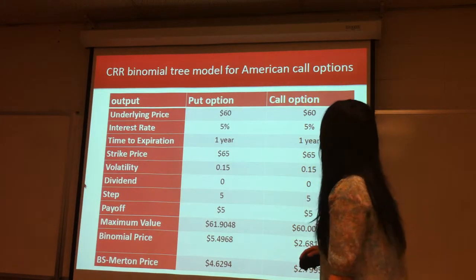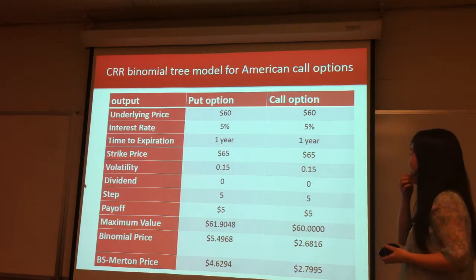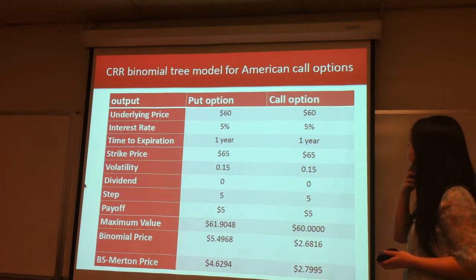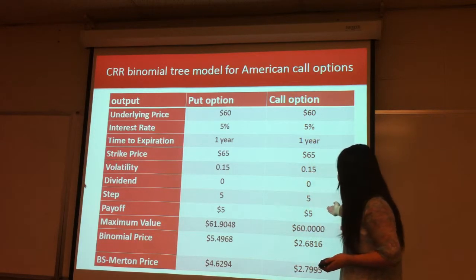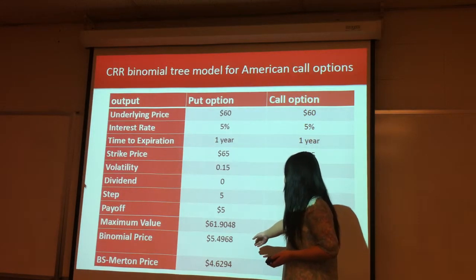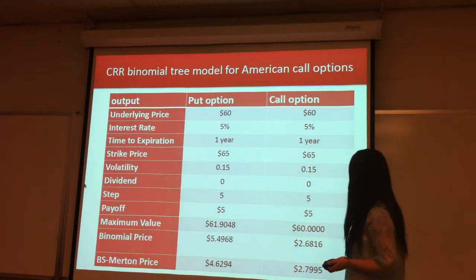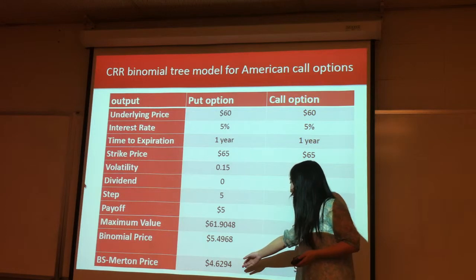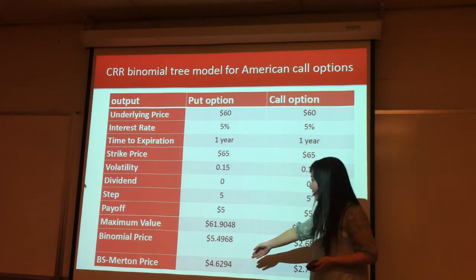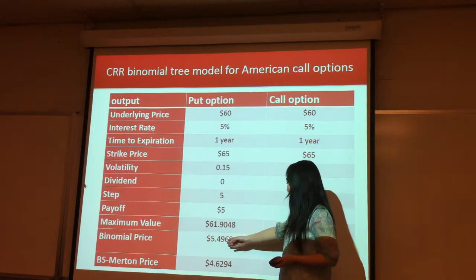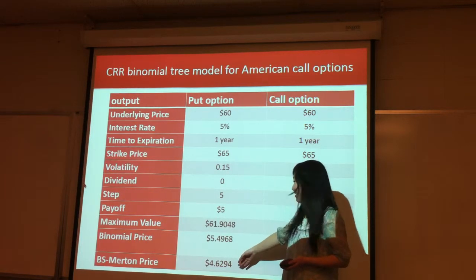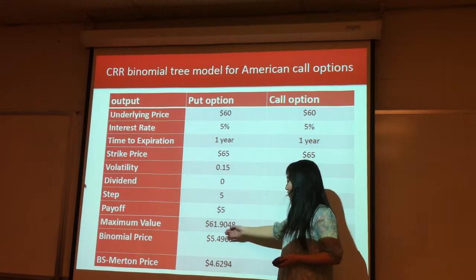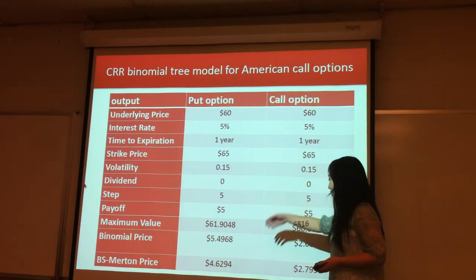This is the third question. We use the class structure to recalculate the binomial tree model. Then we get this output. We can see the binomial price of the put option is 5.4, while when we use the regression model, it's 4.6. So the price calculated by the binomial tree is a little higher than the other model. It's always like this because the American option can be exercised at any time, so it's a little higher.